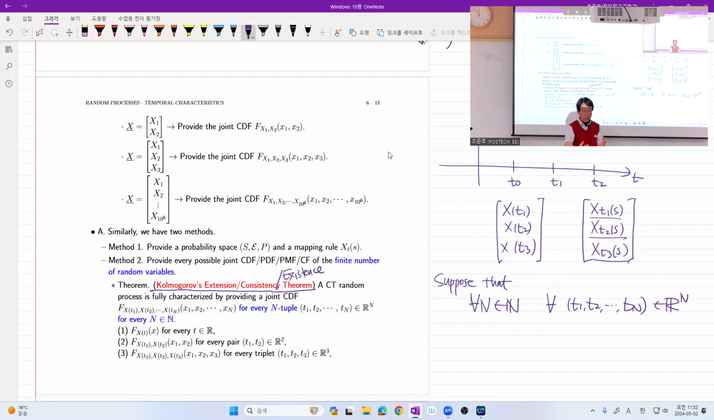However, you can take as many samples as possible. So Kolmogorov's idea is that, for every n, you can consider an n-dimensional real space and a point. Then you have t1 through t sub n. At that t sub 1 through t sub n, you take the value of your random process. Then you form a vector. And let's define this as T.